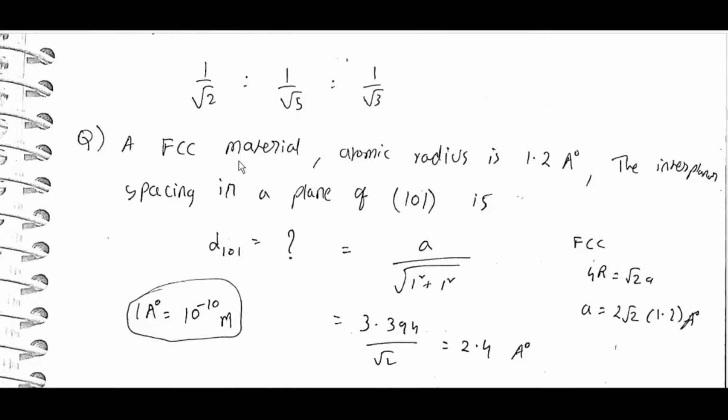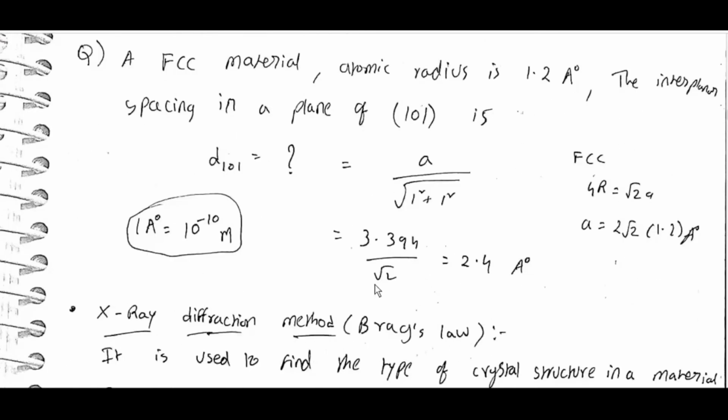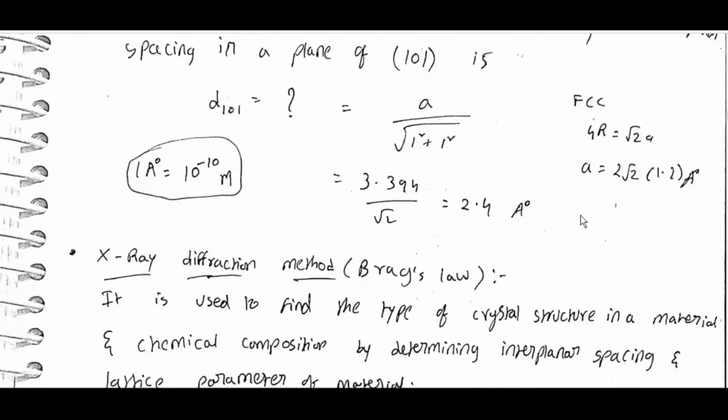In FCC, the atomic radius is 1.2 angstroms. The planar spacing in a plane of 101, d101, is equal to question mark, is equal to a by root of 1 square plus 1 square. In FCC, 4R is equal to root 2 a, so a is equal to 2 root 2 into 1.2 angstrom. 1 angstrom is equal to 10 power minus 10 meters. That is 3.394 by root 2, which is equal to 2.4 angstrom.